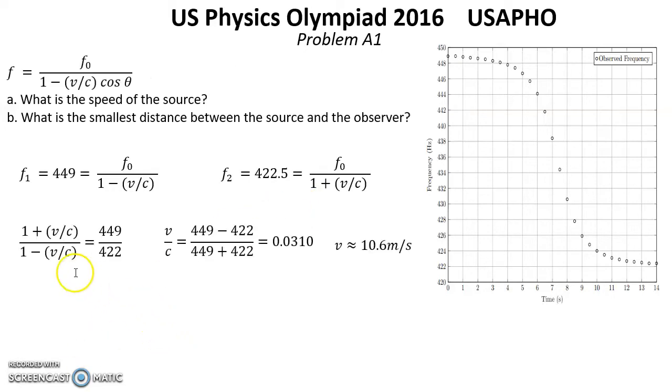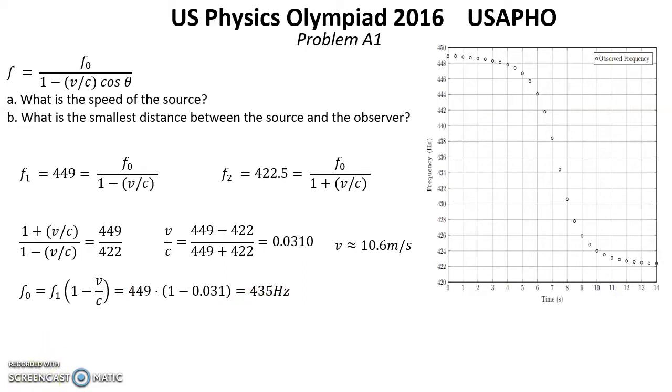So from here we can find that v over c equals approximately 0.0310, and the speed of the source equals 0.6 meters per second. That was the answer for question A. Also we can find the frequency of the source. That will be f1 multiplied by 1 minus v over c, or around 435 Hz.